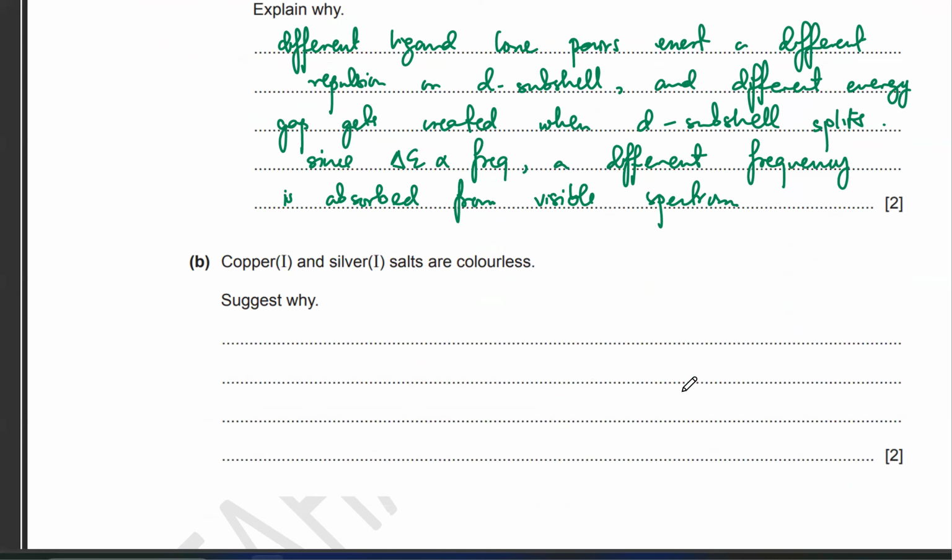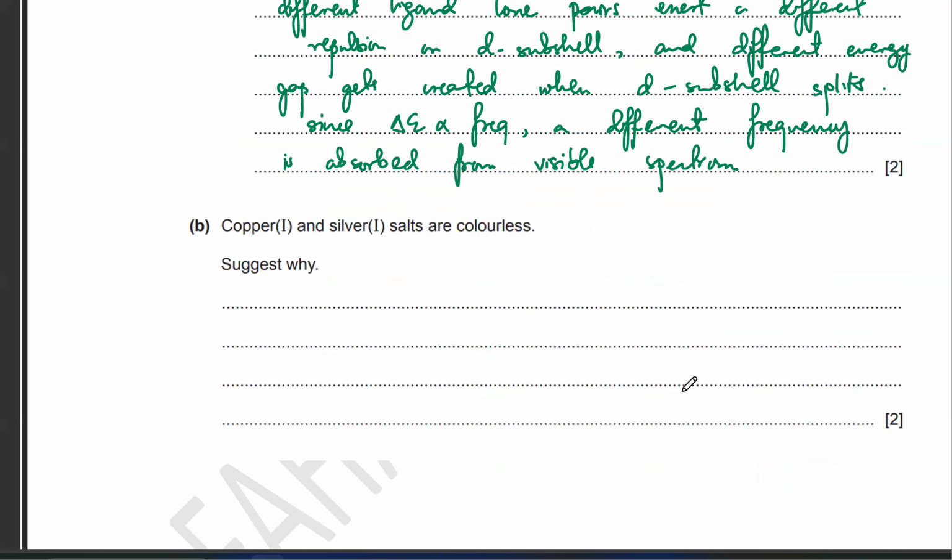That's the next one. Why are the copper 1 and silver 1 salts colorless? I did explain this to you, but we didn't write this down. Copper 1 is argon followed by 3d10 and 4s1. So plus 1 means that the 4s electron is lost, right? What happens? Why is this salt not going to be colored? If the d subshell is completely full, why would it not be colored?